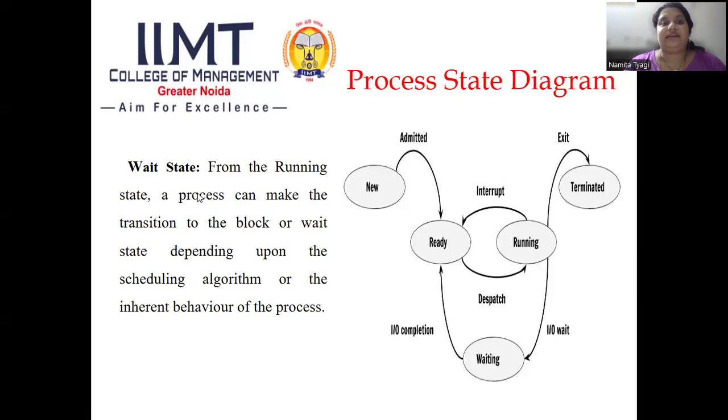Now it comes to the waiting state. The wait state is also known as the blocked state. From the running state, the process can make a transition to the blocked or wait state depending upon the scheduling algorithm or the inherent behavior of the process. Whenever the process goes to the wait state, it is because the process has initiated a request for some other input and output resources. So the process goes to the waiting state for some time. After the completion of its input and output, the process again goes to the ready state.